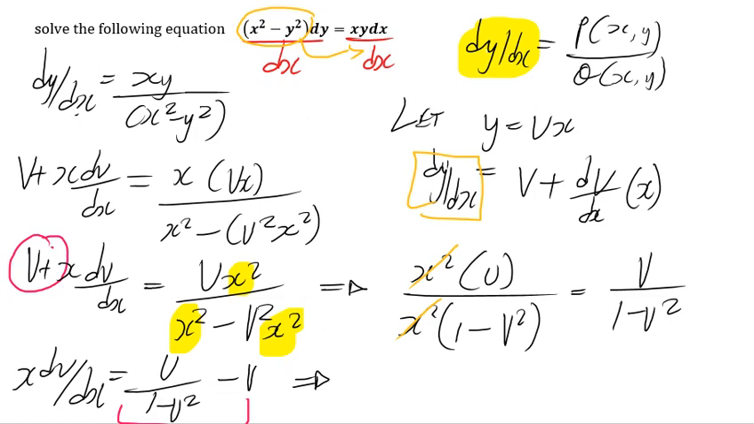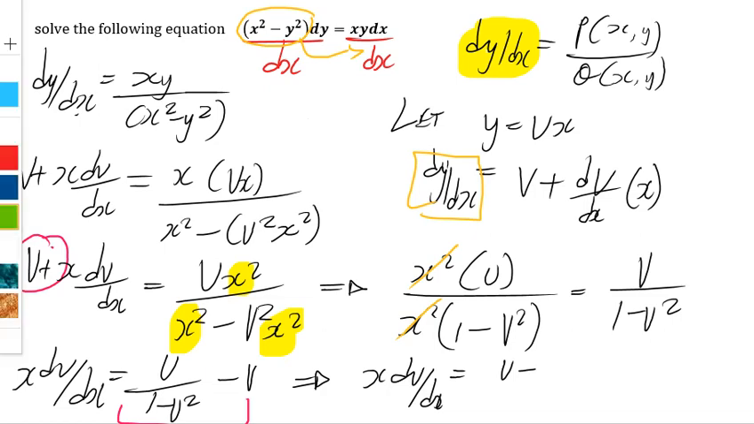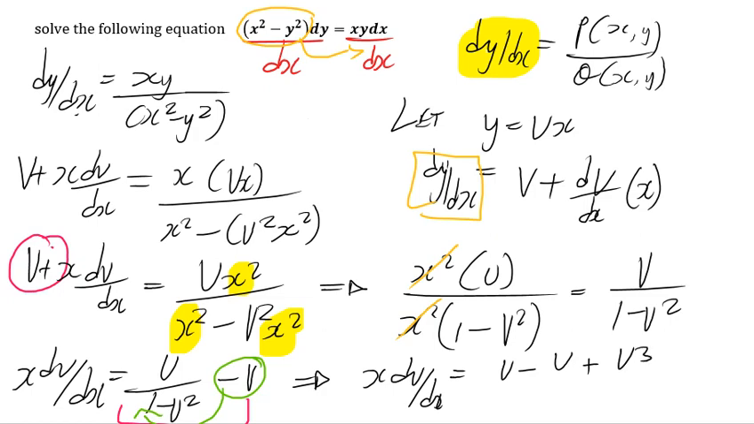You're going to have x dv over dx equals v minus, so look what I'm going to do now. You're going to take this times everything that is there. That's how you do it. So you're going to have v minus v. So you're going to say minus v times 1, you're going to get minus v. Minus v times minus v squared, then you're going to get a plus v cubed divided by 1 minus v squared.